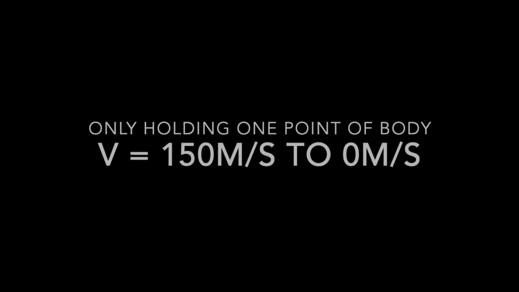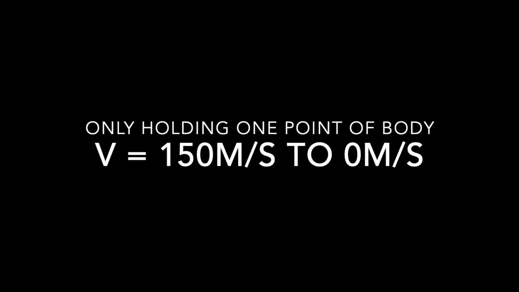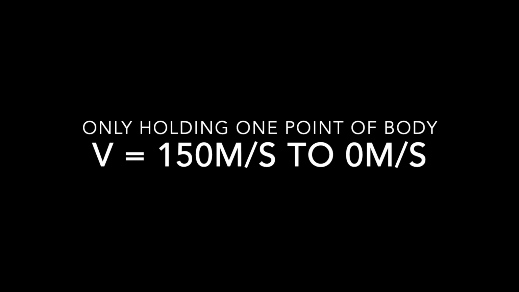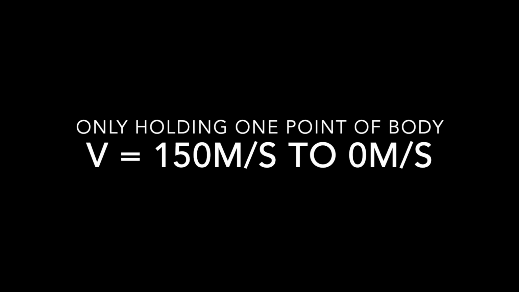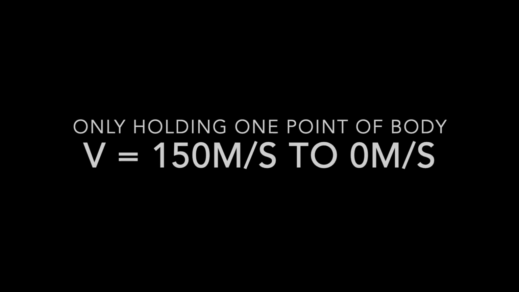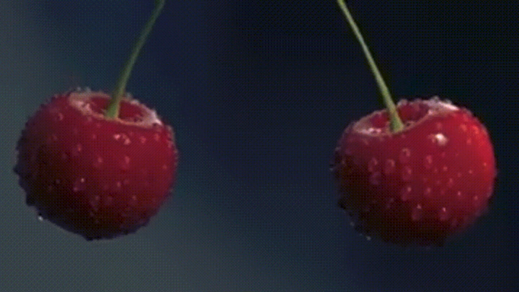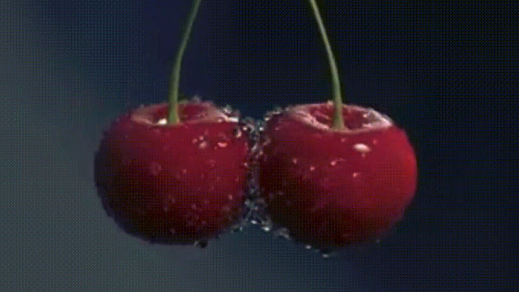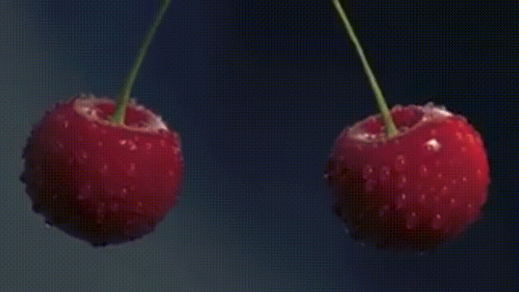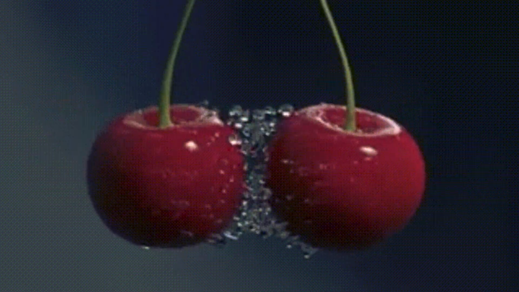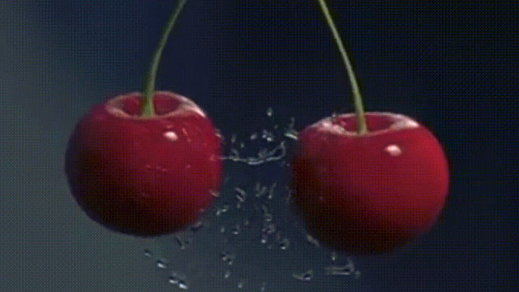Because the Flash is only holding her at one point on her body when he goes from 150 meters per second to completely standing still, this means that her entire body around that point will want to continue moving in the same direction due to inertia. Kind of like how the water on these cherries continues moving in the same direction even after the cherries have touched. This means that her spine will have snapped and her neck would have also broken, causing her to die.